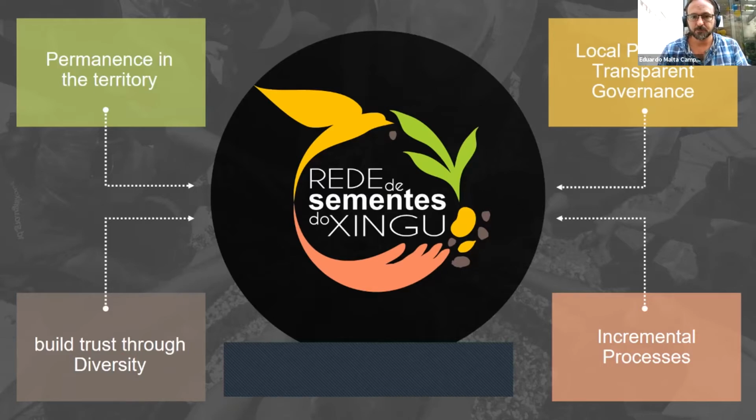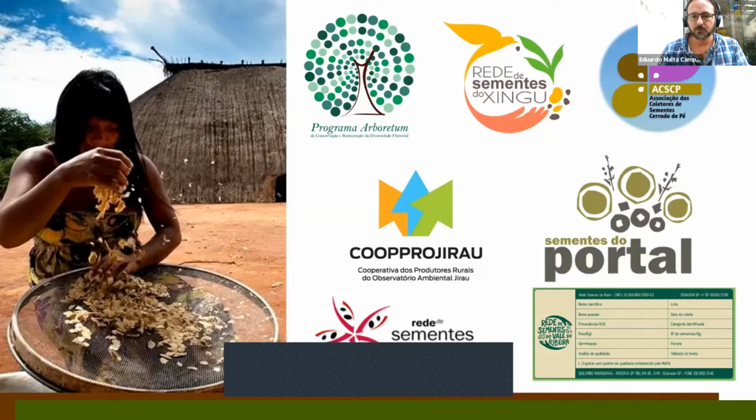And to make a production organization in communities is also a process of social transformation. Some other seed networks have appeared in Brazil during the last 10 years, in many different regions of Brazil, inspired by the work of the Xingu Seed Network, and they are getting more and more connected right now, forming like a big network of networks.